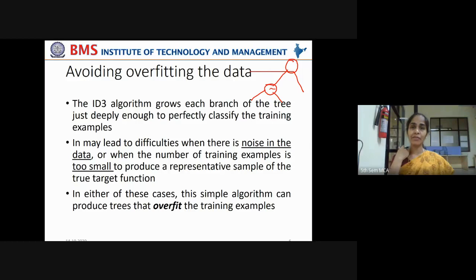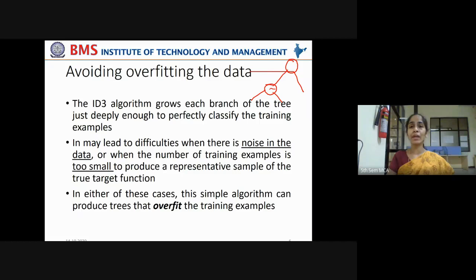When the training examples have outliers, means noisy data, then in order to fit those outliers, the tree will be extended longer and longer, which will result in complex decision trees. And it will not answer every possible unseen data correctly, and sometimes it may not be able to cover some conditions. I'll show you how it will happen.